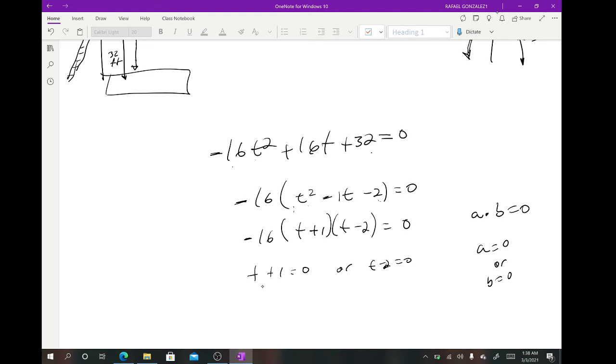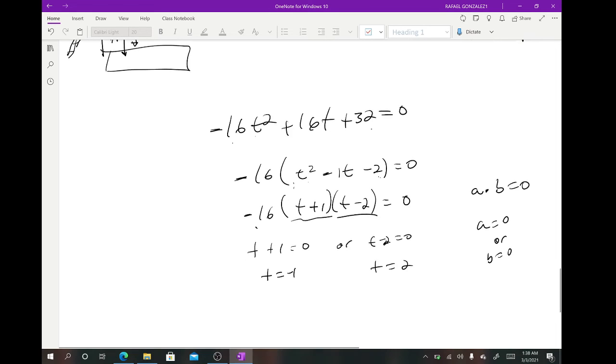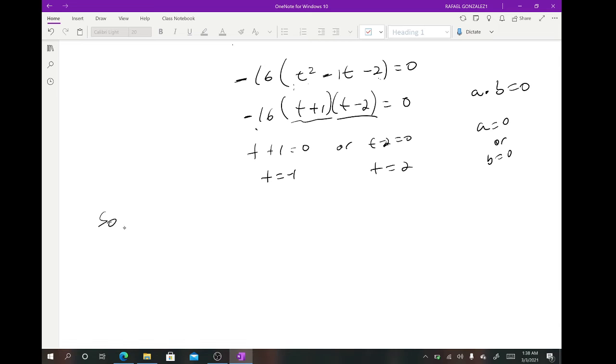So what values make this 0? Well, t equals negative 1 makes this one 0, and t equals 2 makes this one 0. 16 is just 16, so we don't have to worry about it. So we have t equals negative 1 or 2. But which one is the actual solution? Well, time is positive. Time is not negative. We're not going back in time. So since t is bigger than or equal to 0, we choose the positive solution.